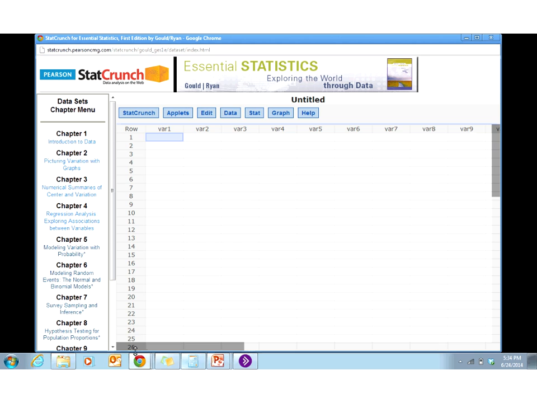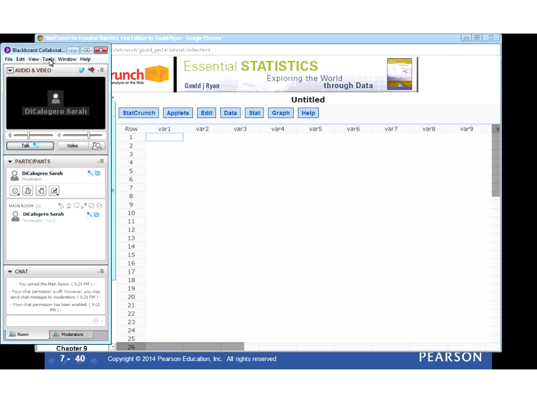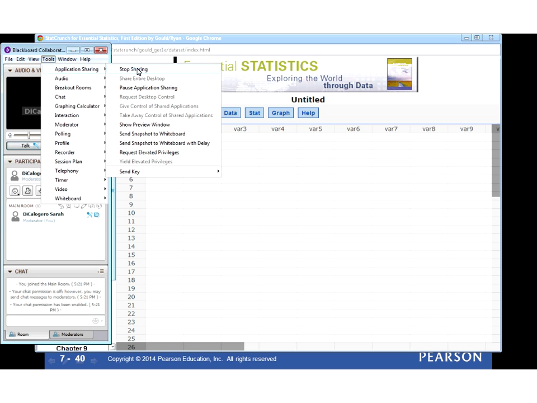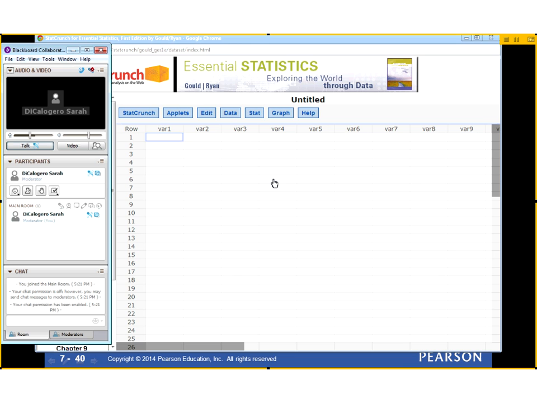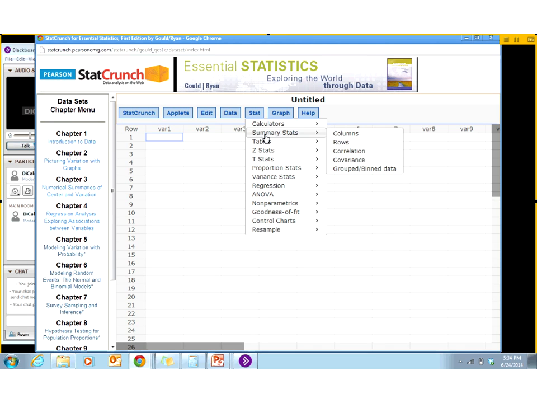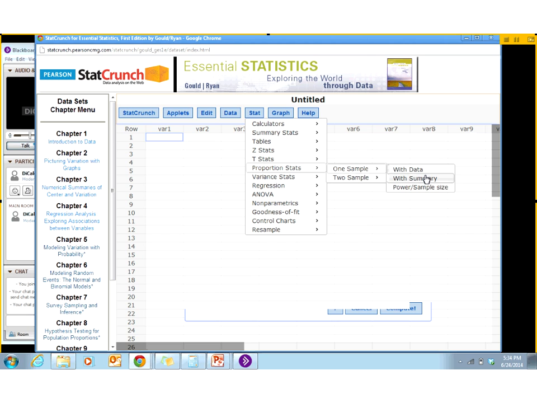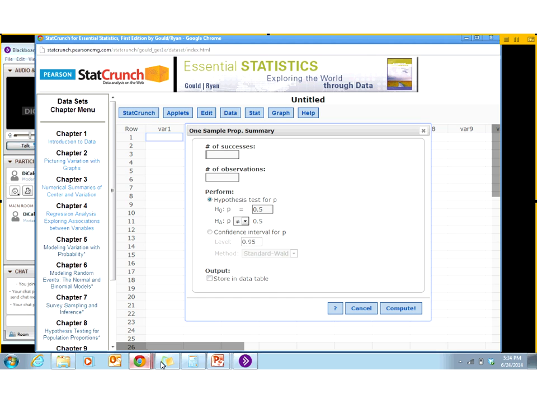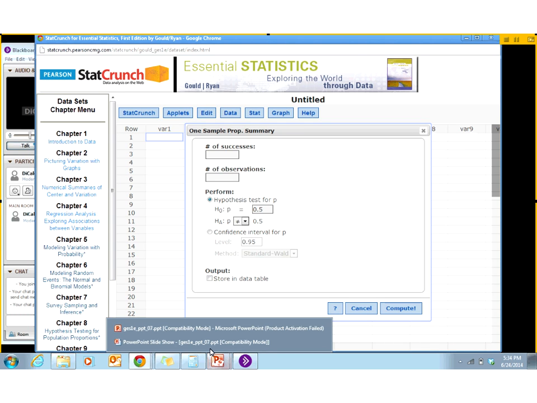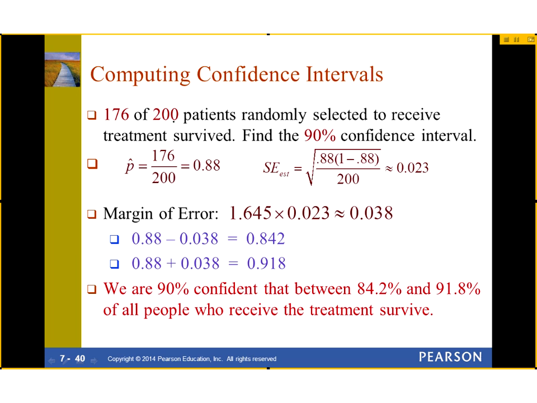Inside StatCrunch. And slightly worried that it's not recording this, so application sharing. I'm going to turn it off for a second. Reshare. There we go. It's not in the yellow where it's not being shared.